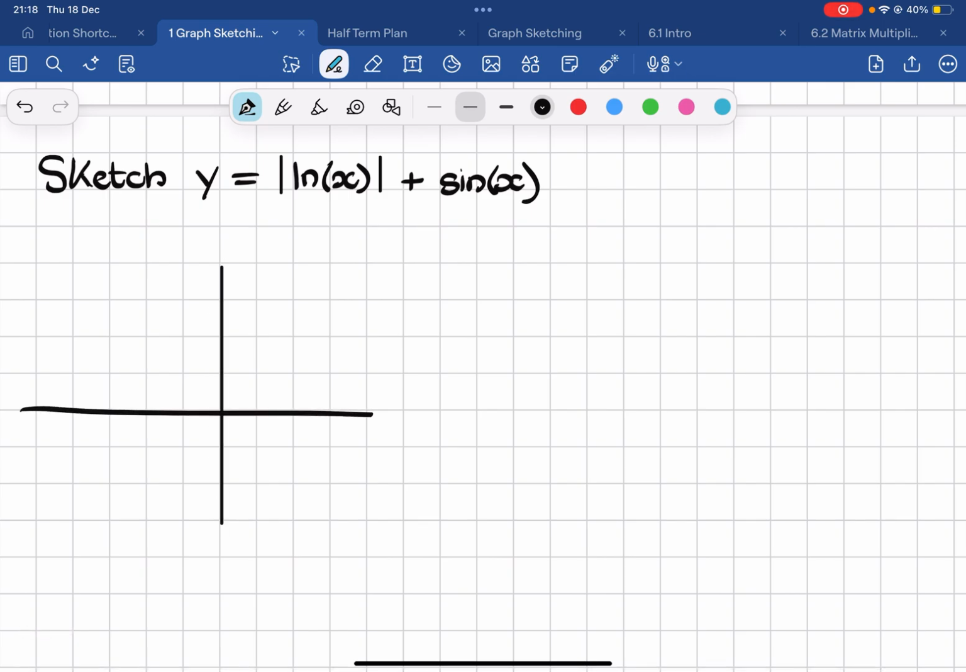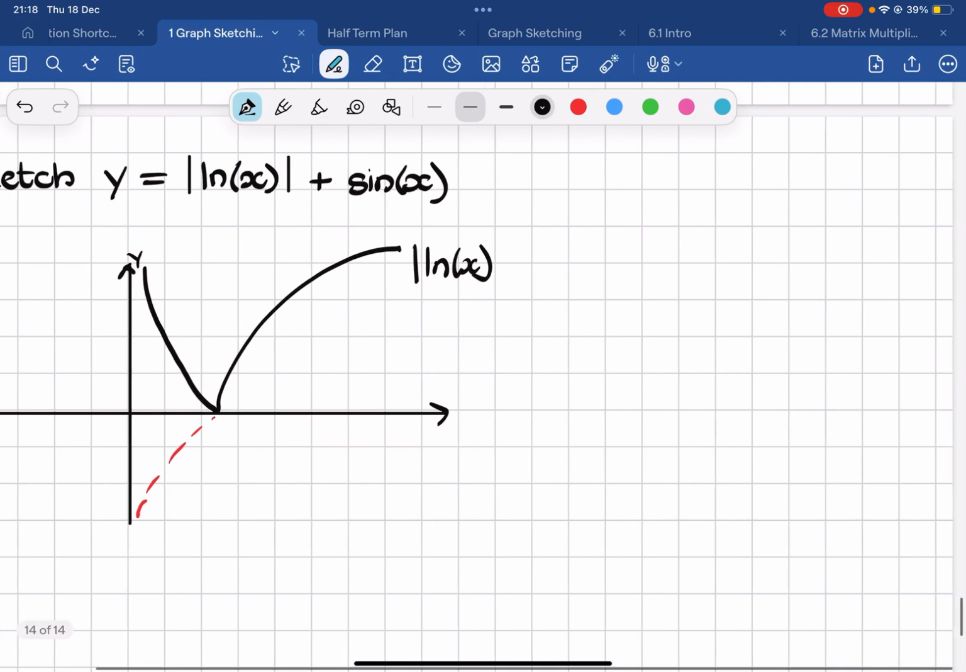So we've got mod ln x. Well, usually ln x would look just something like this, but since we're sketching the mod, anything in the negative becomes positive, so we just reflect. Let's make this a bit more rounder, shall we? And we know this graph does not exist when x is less than 0, so that's fine. So this is mod ln x.